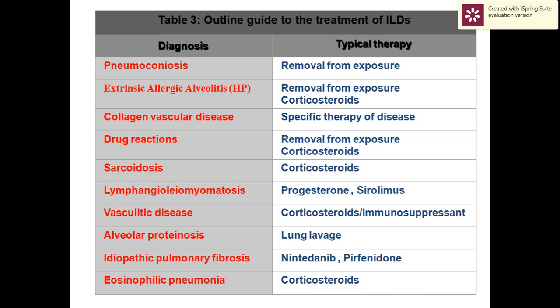In lung fibrosis, the key factor is to detect the cause, diagnose, and remove from exposure as early as possible. Sarcoidosis can also be treated by corticosteroid. Lymphangioleiomyomatosis is treated by sirolimus. Vasculitic disease: corticosteroids, immunosuppressants. Alveolar proteinosis: bronchoalveolar lavage. IPF: nintedanib and pirfenidone, while steroid sometimes can be useful in eosinophilic pneumonia.